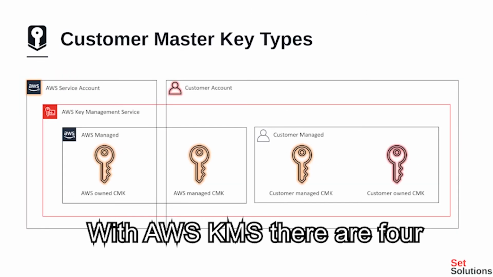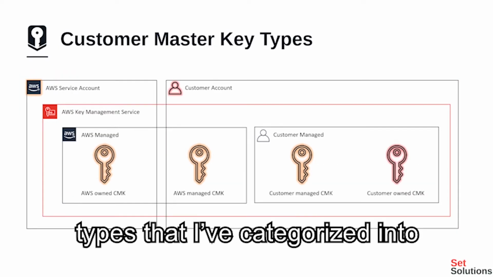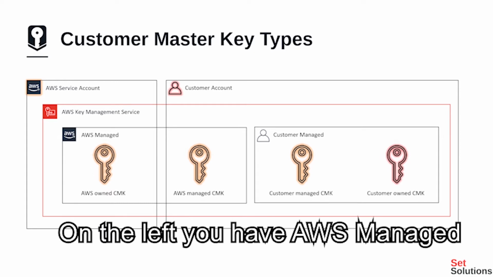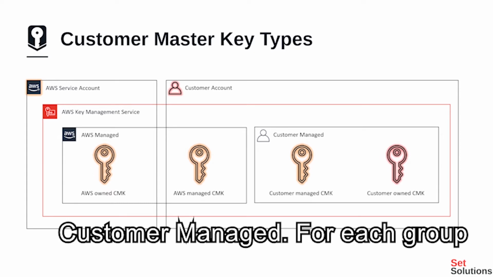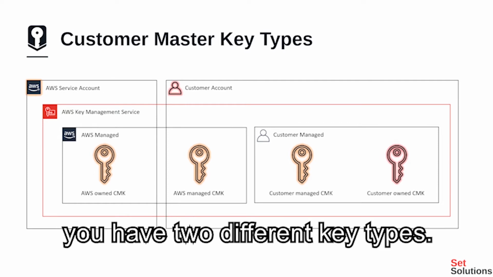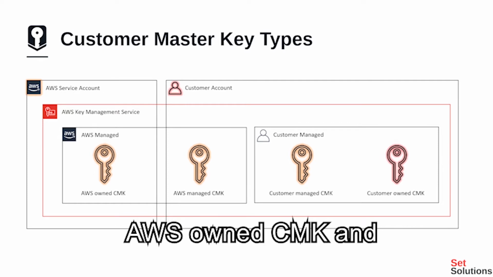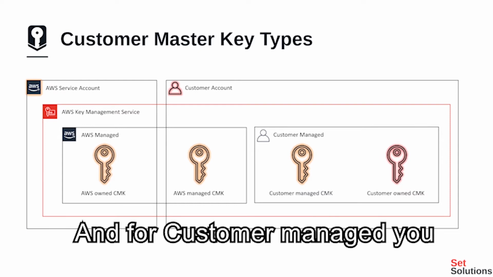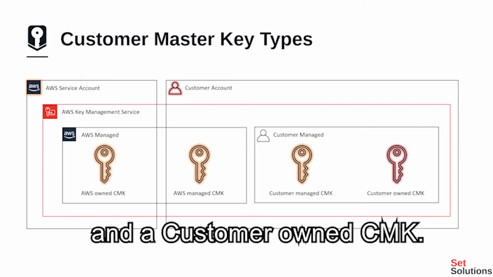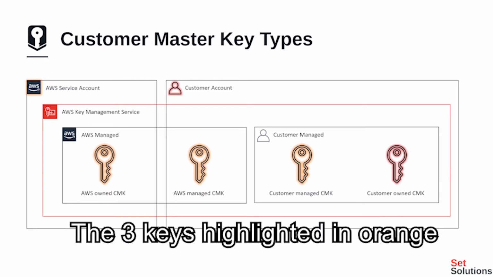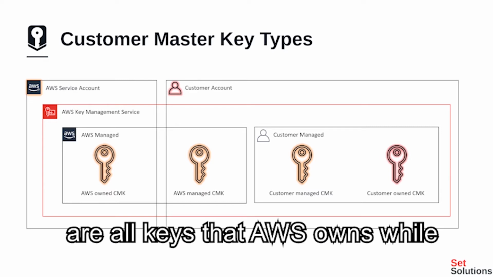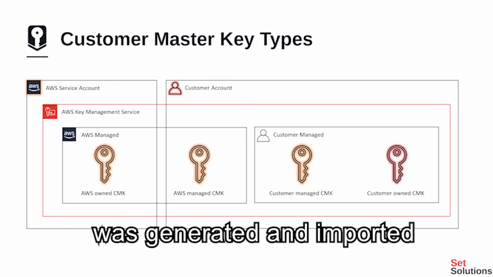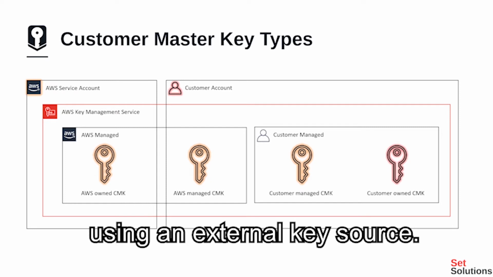With AWS KMS, there are 4 different customer master key types that I've categorized into 2 different groups. On the left, you have AWS Managed, and on the right, you have Customer Managed. For each group, you have 2 different key types. For AWS Managed, you have AWS Owned CMK and AWS Managed CMK. And for Customer Managed, you have a Customer Managed CMK and a Customer Owned CMK. The 3 keys highlighted in orange are all keys that AWS owns, while the one highlighted in red is the one you own where the key material was generated and imported using an external key source.